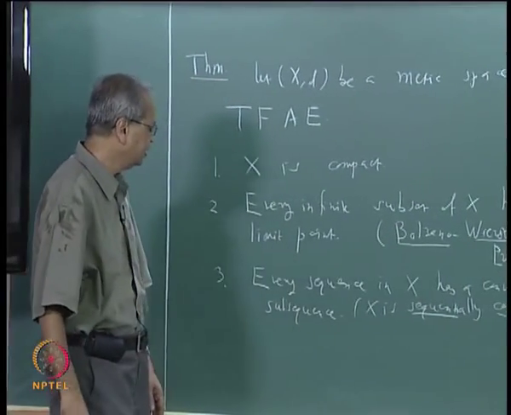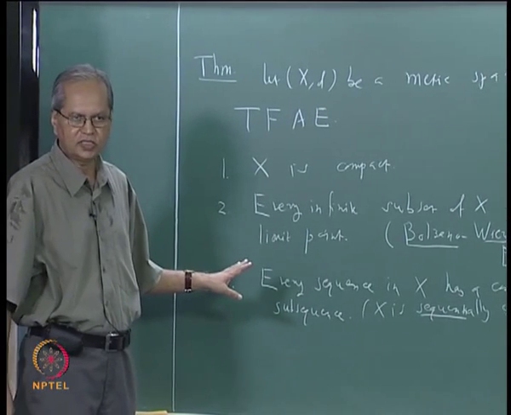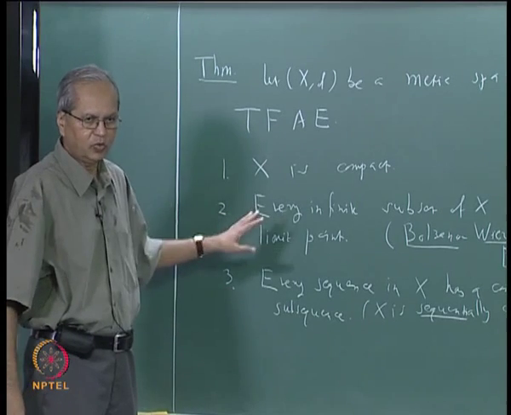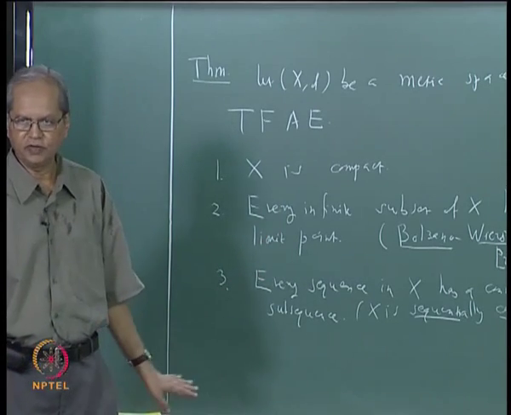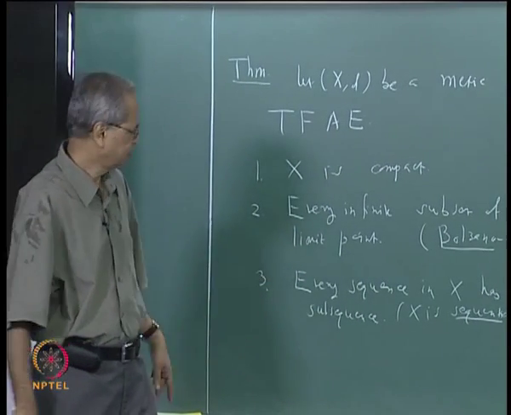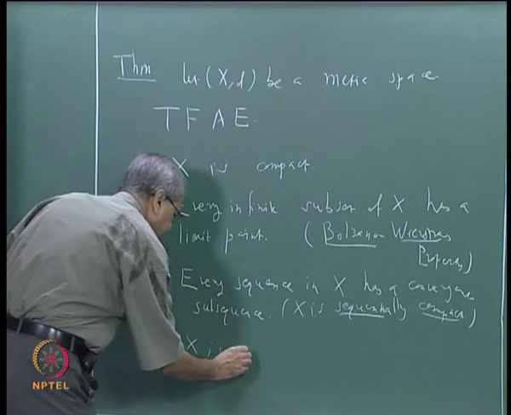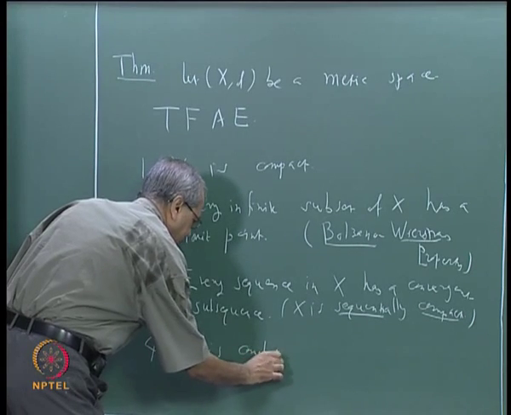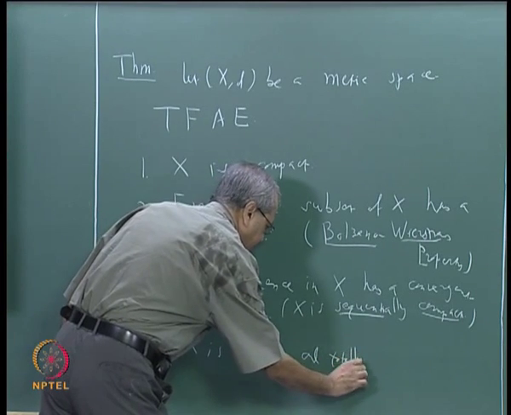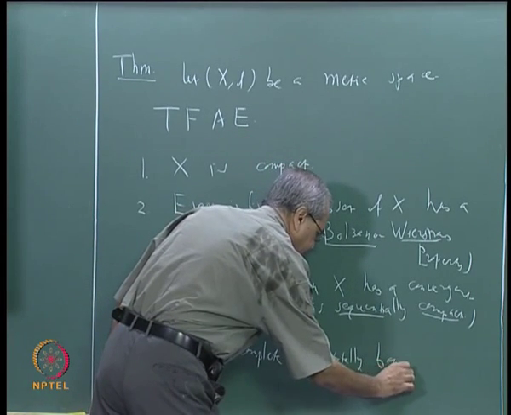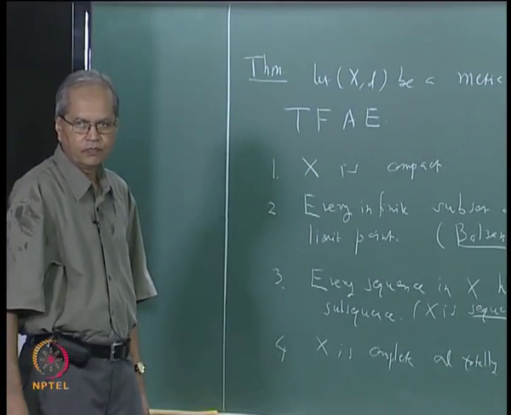So what this theorem says is that in the case of metric spaces, compactness and sequential compactness are the same. This is not true in arbitrary topological spaces. In arbitrary topological spaces, compactness and sequential compactness are different, but let us not go into that. And lastly, X is complete and totally bounded.